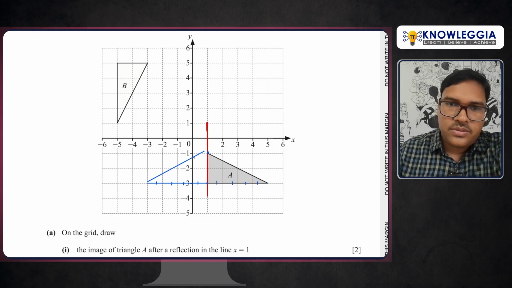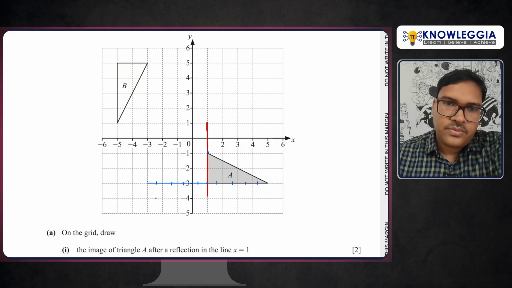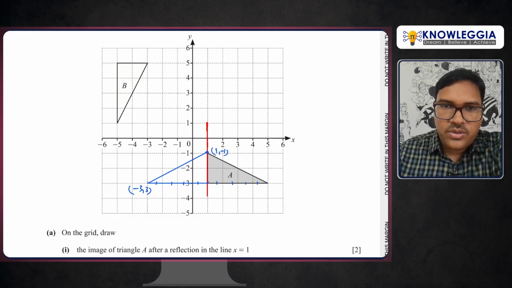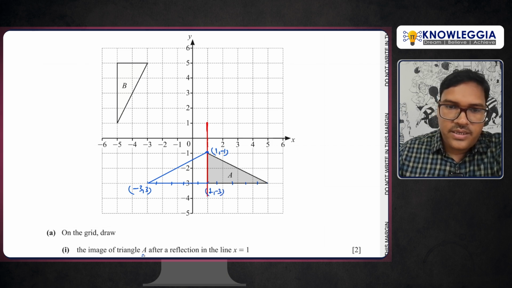So this will become like this. So this is the mirror image which we have to draw. So this image which we have drawn, basically, what is this coordinate? This is minus 3 comma 3. This is the point, you can say 1 comma minus 1. And what is this point? This is 1 comma minus 3. So the mirror image of that will be another triangle like this.